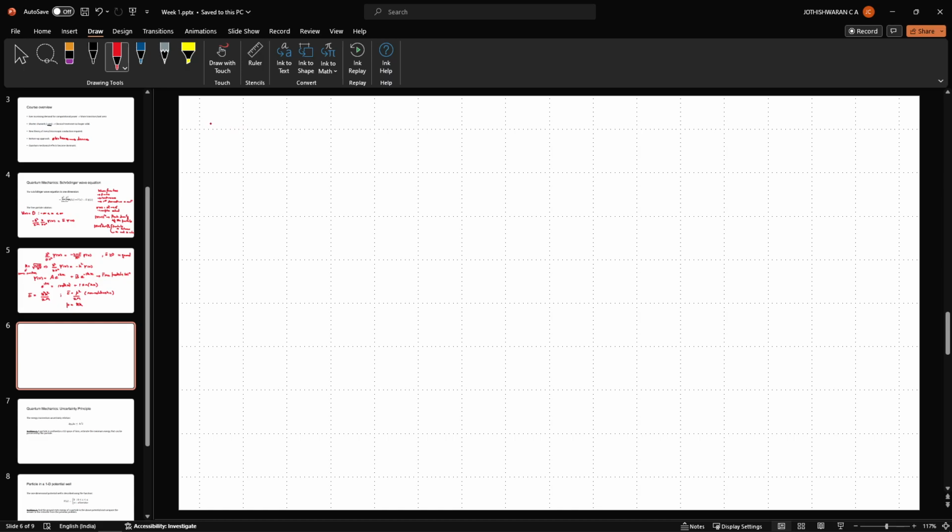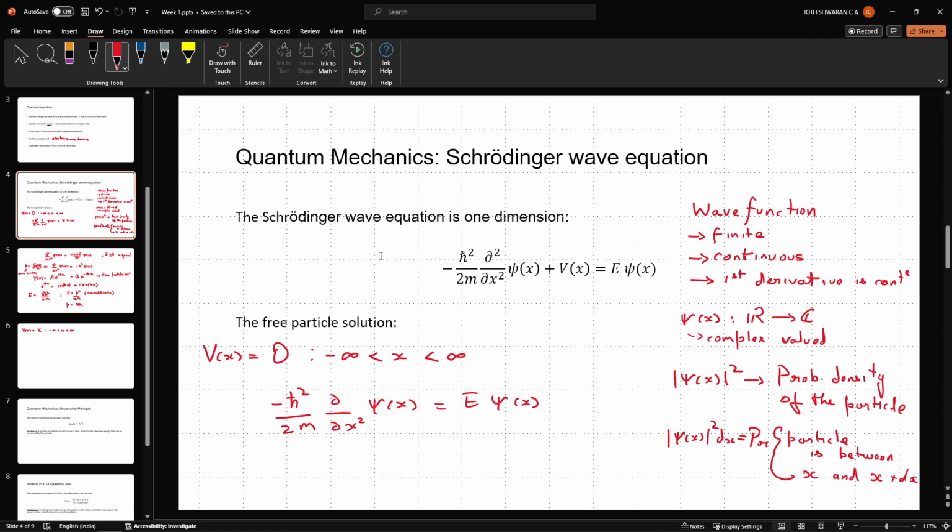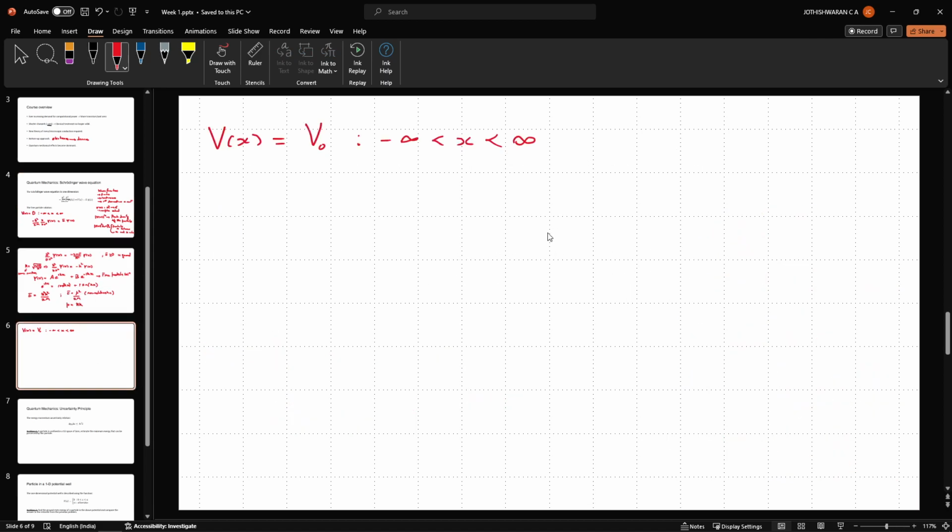So the second problem that we shall consider is V of x is equal to V0, again for all x, minus infinity less than x less than infinity. So in this case, we will have to write the term that we got rid of in our Schrödinger equation in this slide over here. The V of x term will now appear.